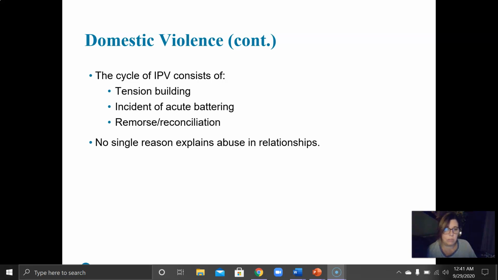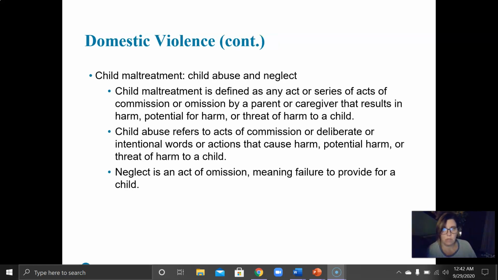There is no single predicating factor that explains abuse within relationships. There are a multitude of reasons that have been given, but there is no, again, causation. Child maltreatment is defined as any act or series of acts of commission or omission by a parent or caregiver that results in harm, potential harm, or threat of harm to a child.